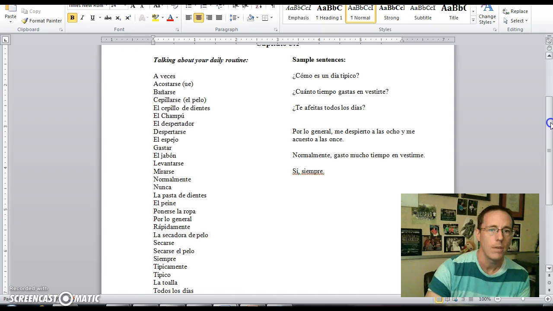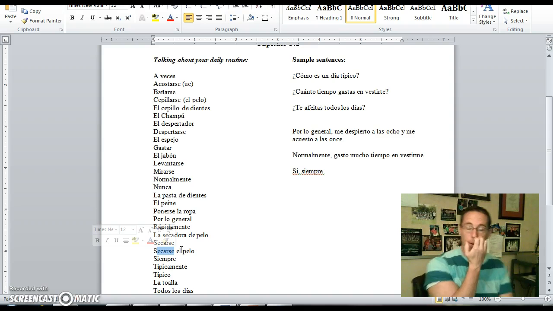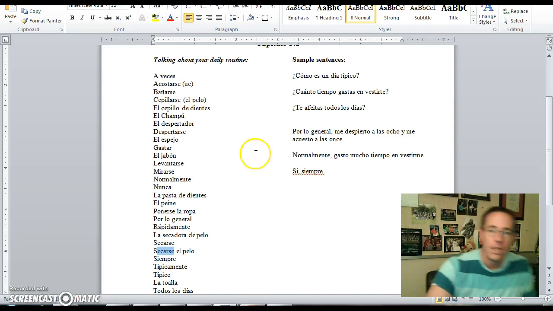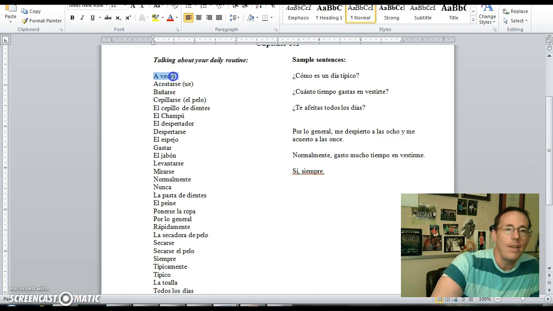First of all, talking about daily routine. And you can see some reflexives showing up there, right? Cepillarse, despertarse, levantarse, couple of ponerse la ropa, secarse el pelo, and so on and so forth. So you can start to see these reflexive used in language as well. Here we go. A veces is sometimes or at times.